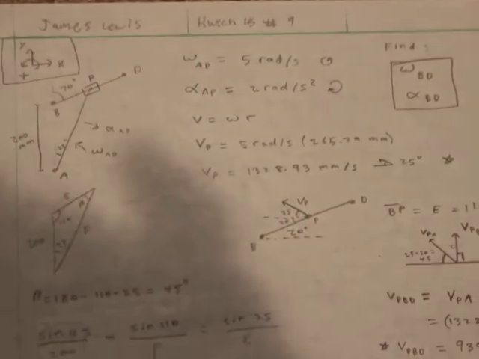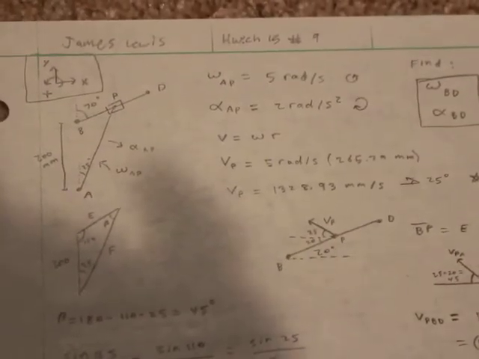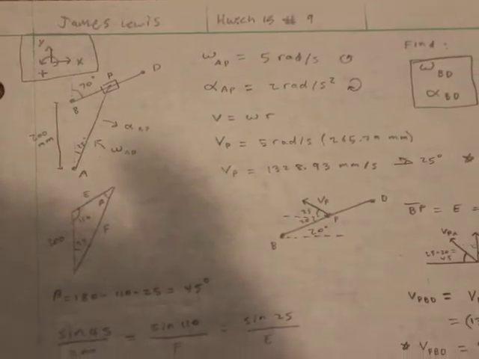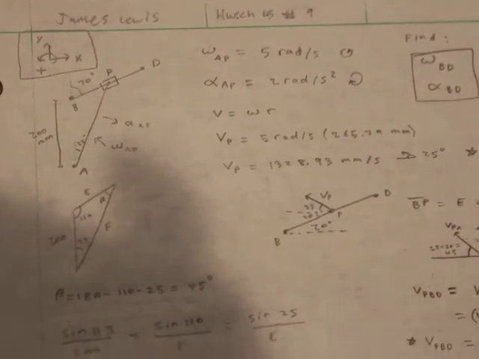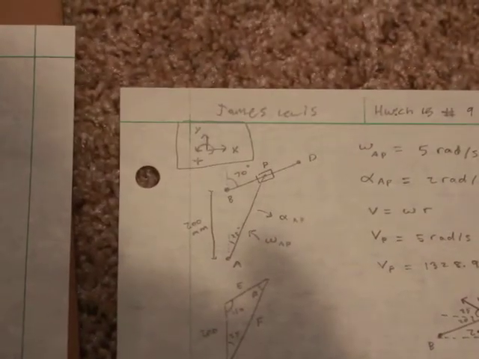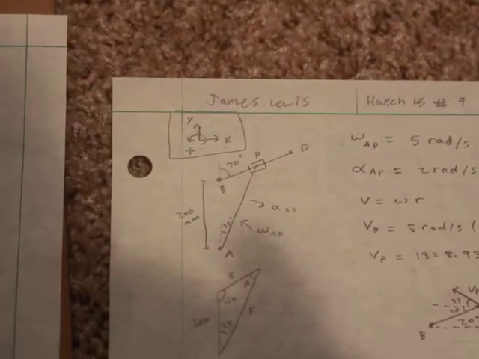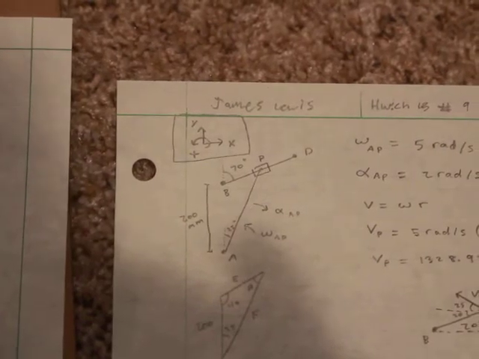Question number 9. We have 2 rods connected by a collar, rod AP. The collar is P, connected to rod BD. First off, we will set our coordinate system. Y is up, X is to the right, and the positive moment is counterclockwise.